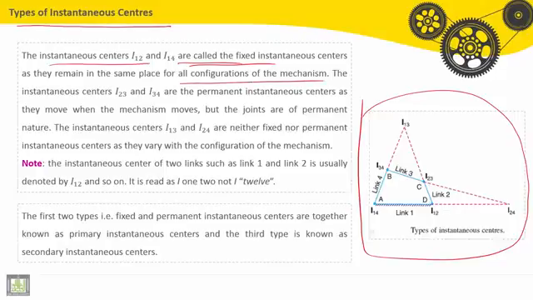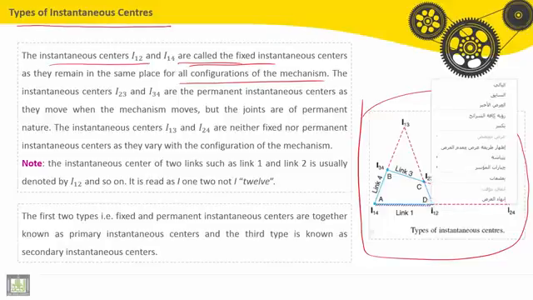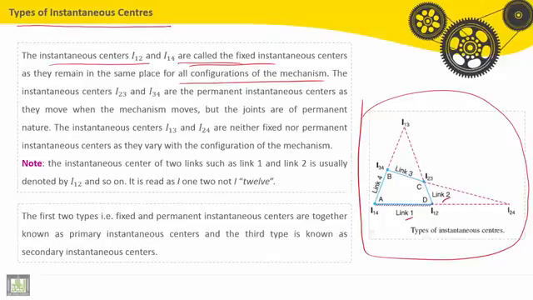Here, I12, it is the center of rotation between link 1 and link 2. And it is fixed to link 1 and link 2 both. Known that link 1 is fixed to the ground, so I12 is fixed also. So it is called fixed instantaneous center of rotation. Same thing for I14.